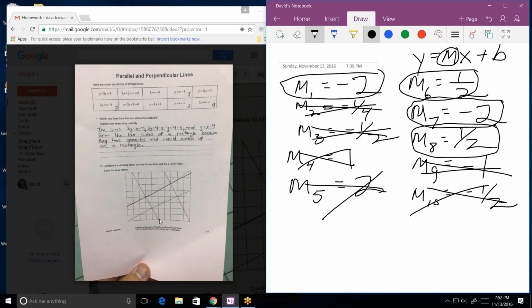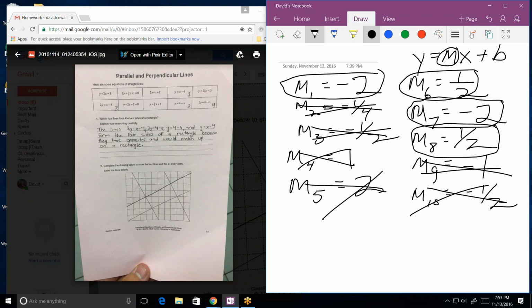Okay. That proves it's a rectangle. And so your solution here, don't talk about distances, talk about slopes only. You need two equations with the same slope and two equations with the negative reciprocal of that slope. And we found it. M1 and M7 have the same slope, and M6 and M8 have the negative reciprocal of that slope.